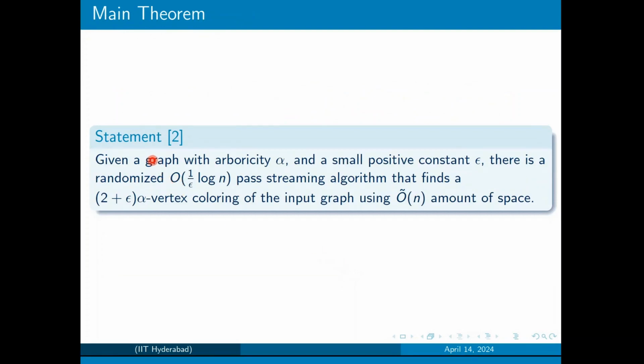So the main theorem of this paper is: given a graph with arboricity alpha and a small positive constant epsilon, there is a randomized streaming algorithm with this many passes that finds a (2 plus epsilon) into alpha vertex coloring of the input graph using n polylog n amount of space. This many passes are needed to get the partition of the algorithm, which was in the first part of this algorithm. So this is the main theorem statement of the paper.